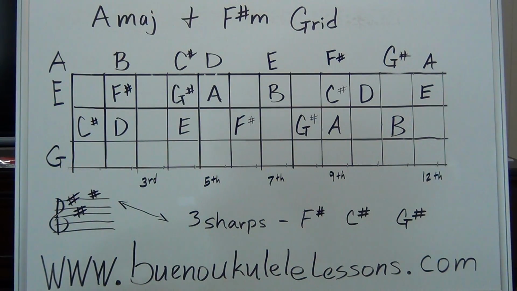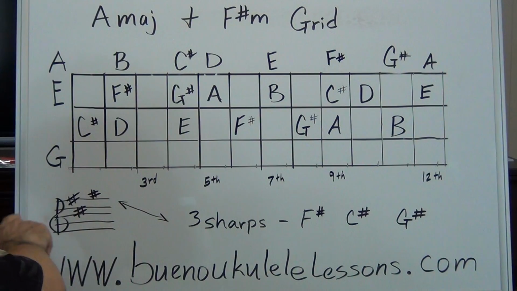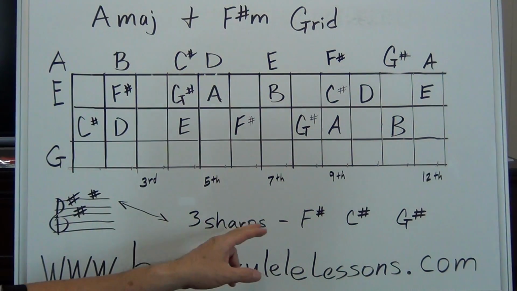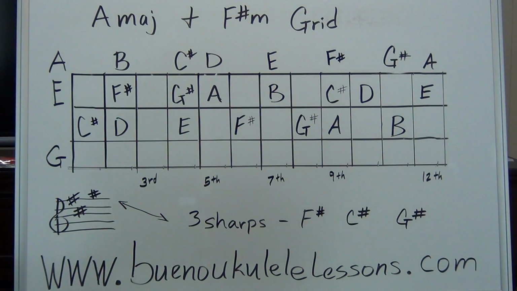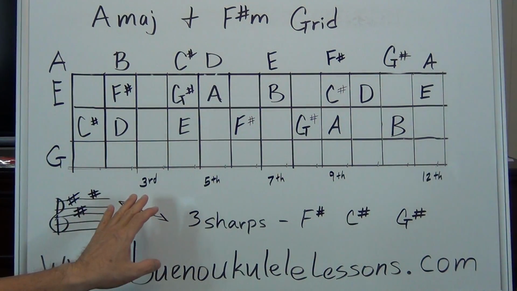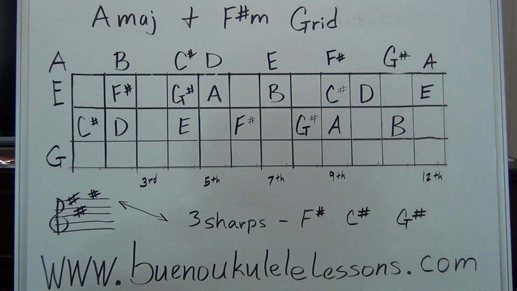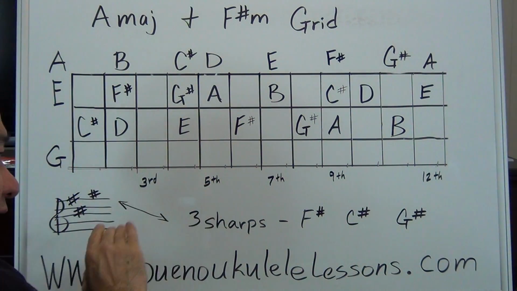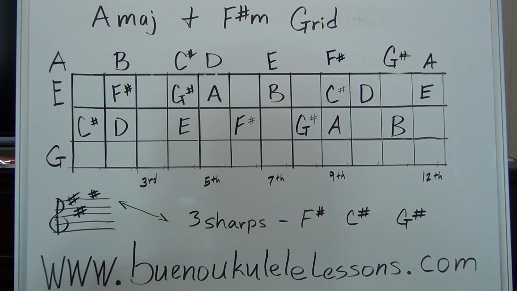Keep in mind that when you're in A major and F sharp minor, you have three sharps. This is what it looks like in your key signature: you have an F sharp, a C sharp, and a G sharp. Most important of all, whenever you are trying to utilize your grid, you want to know where your locations are for your frets. So you want to know where your third fret is, your fifth fret, seventh, etc. In a previous tutorial I showed you how to mark off the top of your fretboard so you can better see which frets you can spot easily.